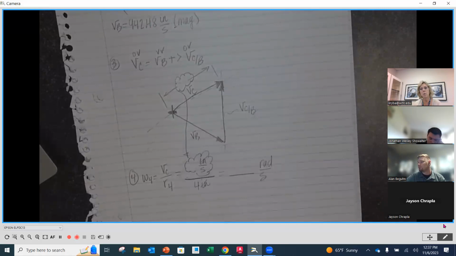Now, when you are given a problem like this and you have the rotational speed of link number 4, and your answer out of the equation comes out to be radians per second, you are not stopping there. What are you going to do as a very final step?